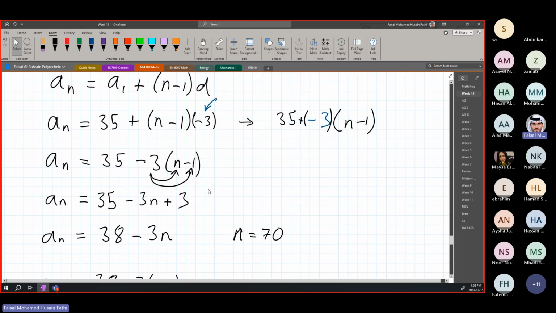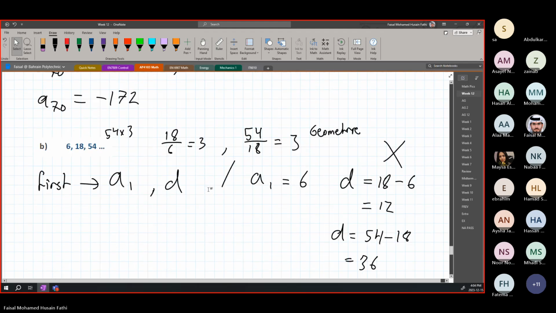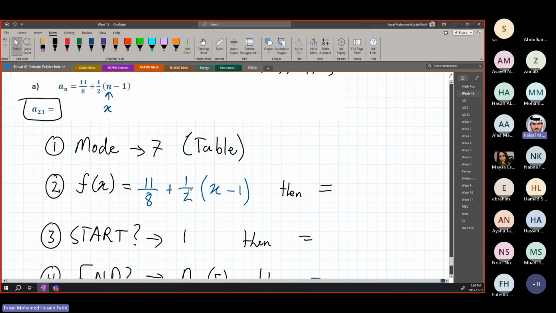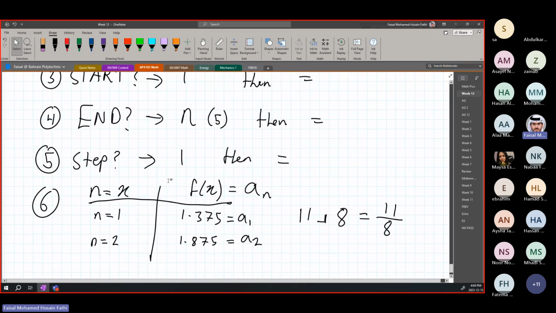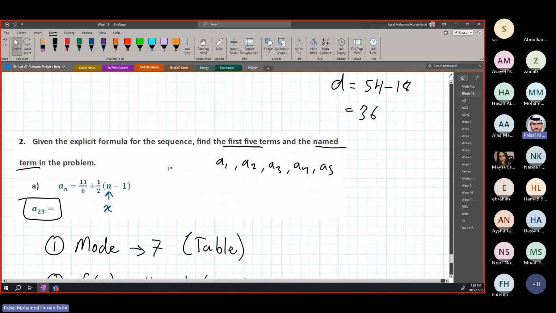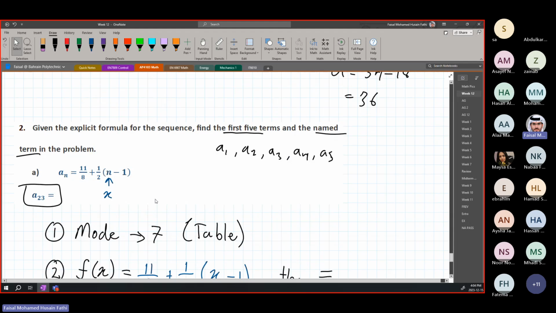Iman, is it clear? Did you understand the steps? Okay. So this is the technique I would recommend you use in the exam because you're limited on time, if they're telling you to find like the first 5 terms or whatever.